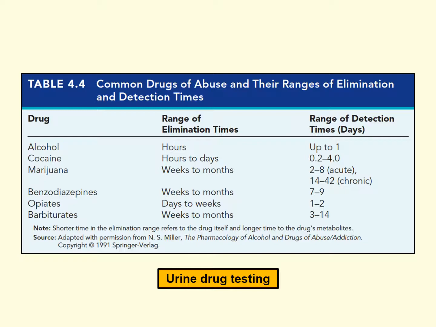But you get a sense here, just looking at this table, that there are different rates of elimination and detection for different drugs. And this all has to do with how quickly your body can break down the drug and then break down the actual metabolites or parts of that drug.